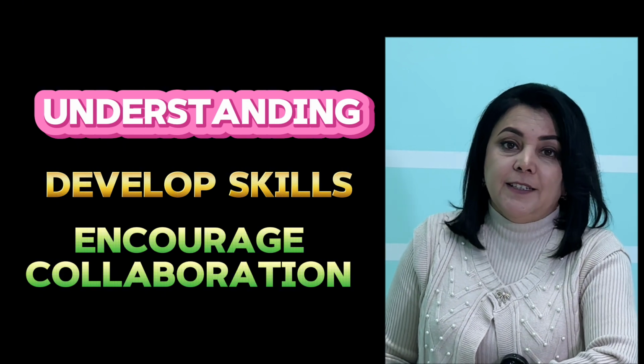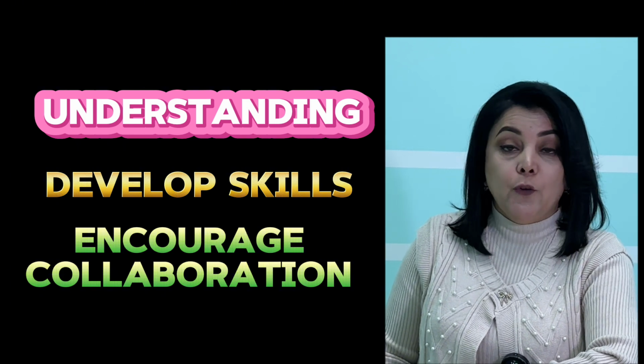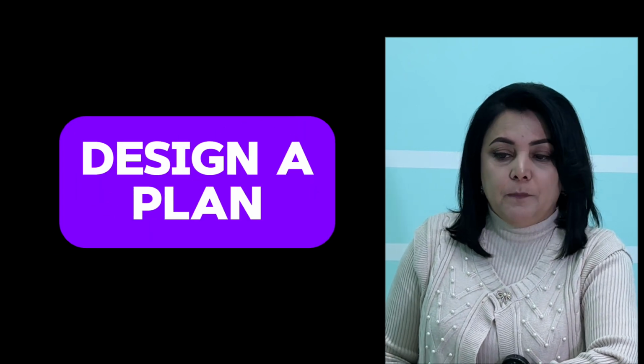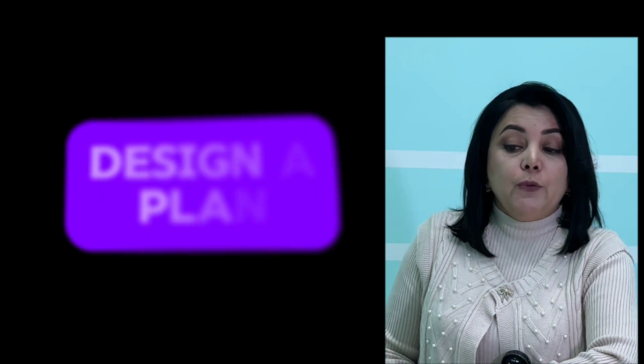And the second key step in implementation of cooperative learning is design a plan. The teacher should create a supportive classroom environment for group work. Differentiate between cooperative and competitive learning. And the teacher should choose the method to teach these skills. And we will show you which methods develop students' cooperative skills in the next videos.